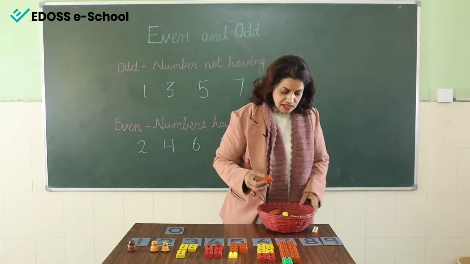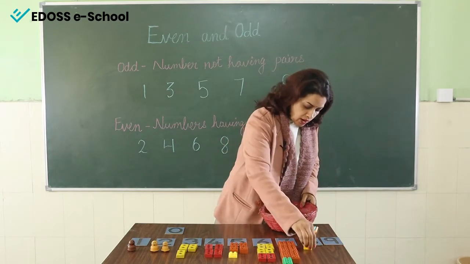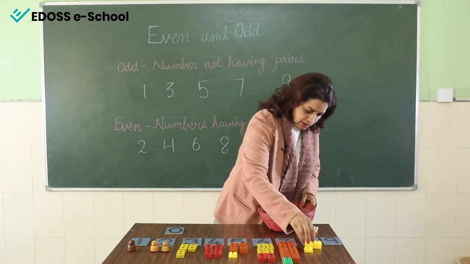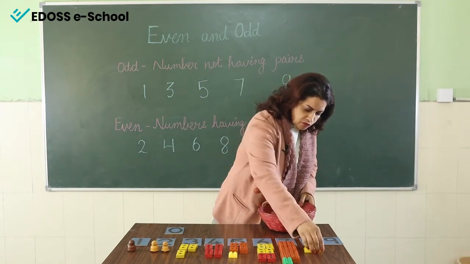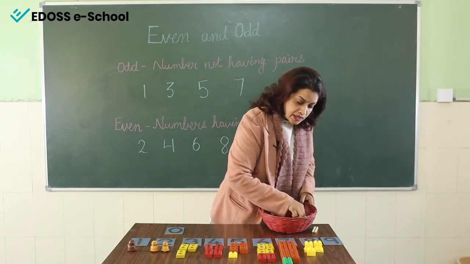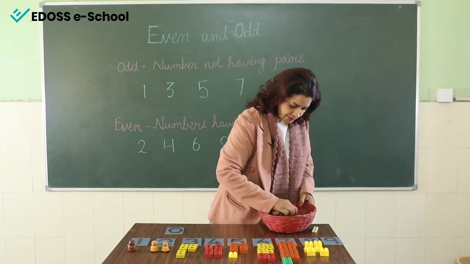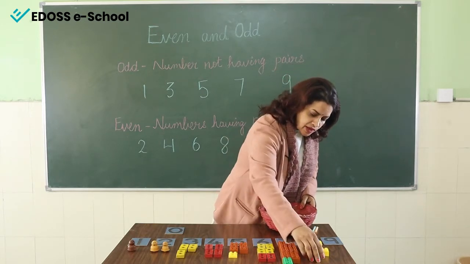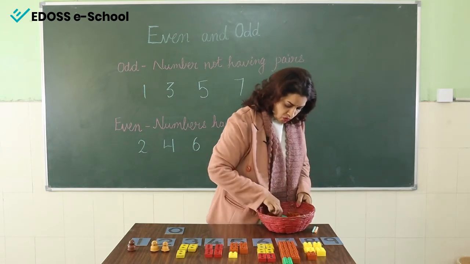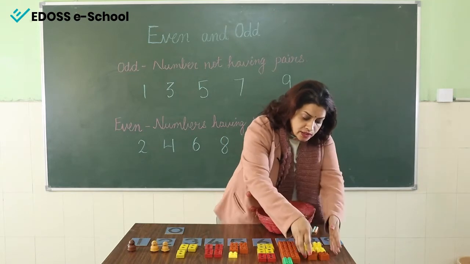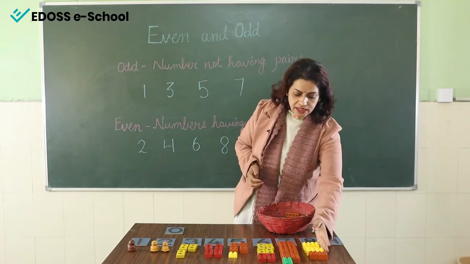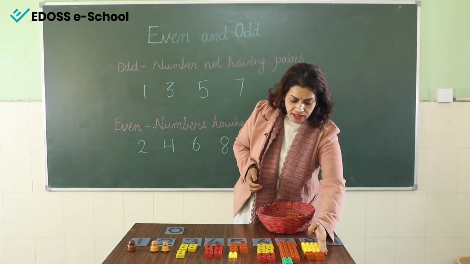And now let us see for number 8. 1, 2, 3, 4, 5, 6, 7 and how much more do we need? One more, 8. So they all have partners. So again 8 has a partner, a complete set. Okay, so these are even numbers.